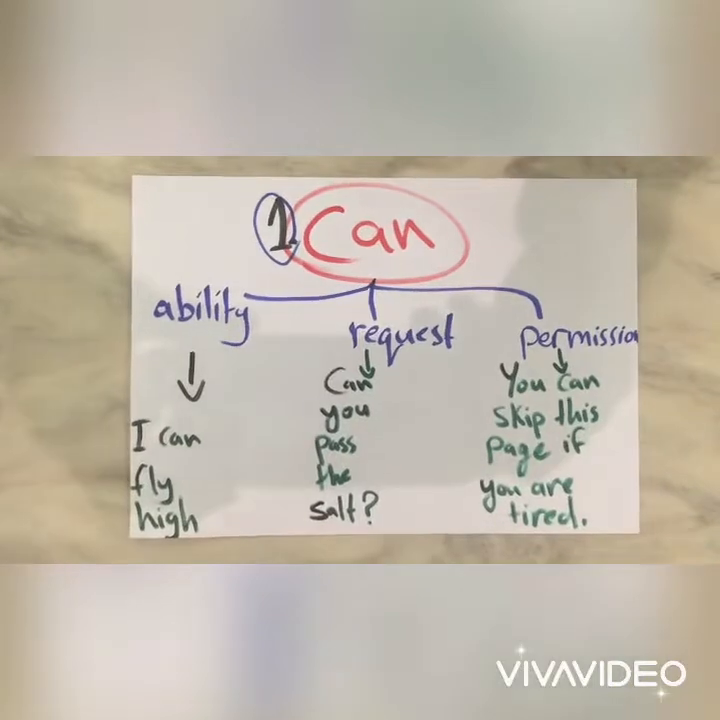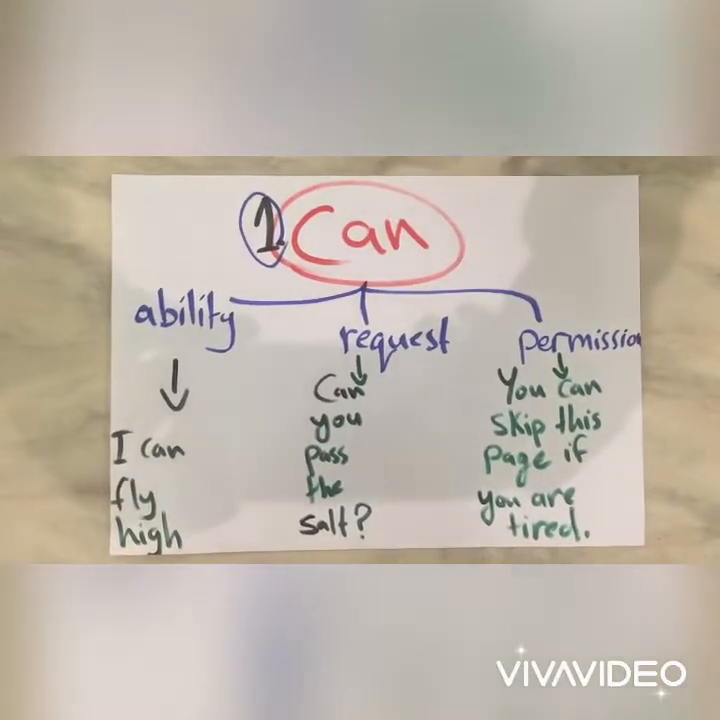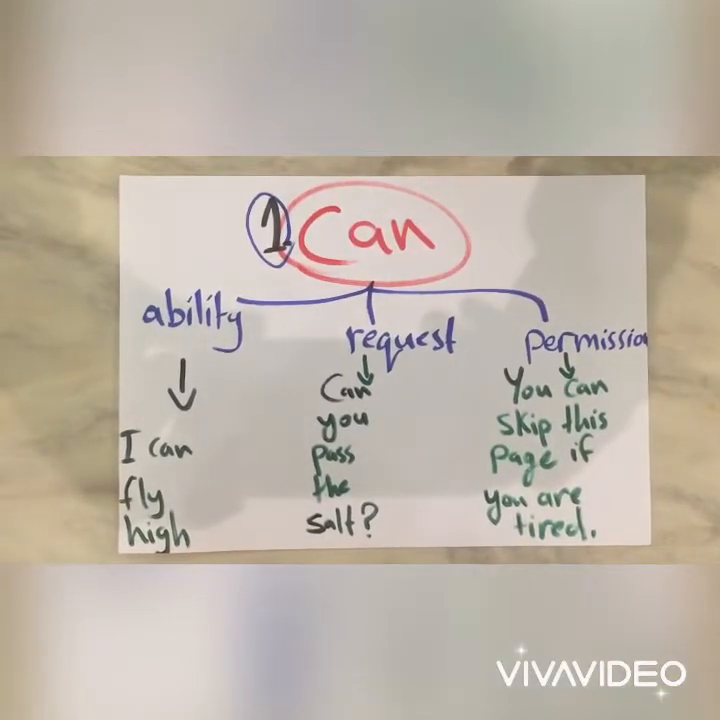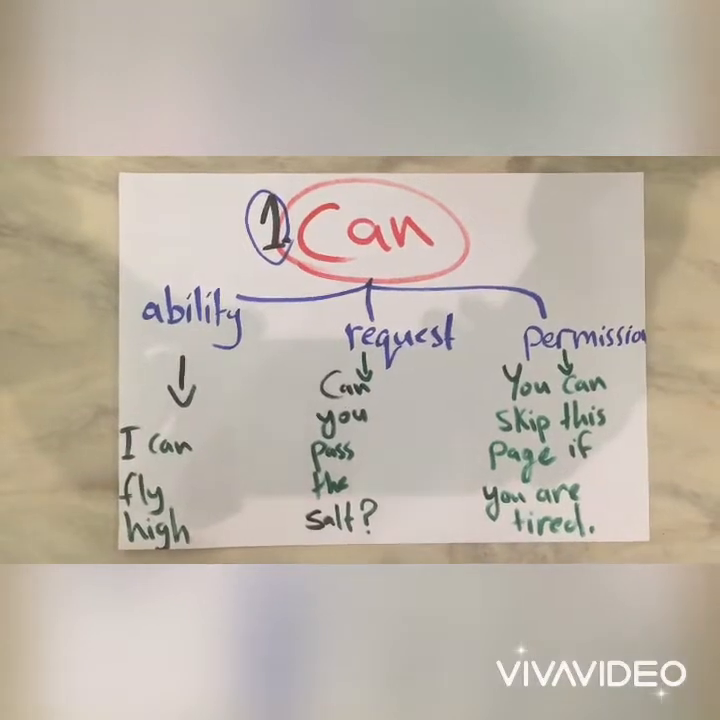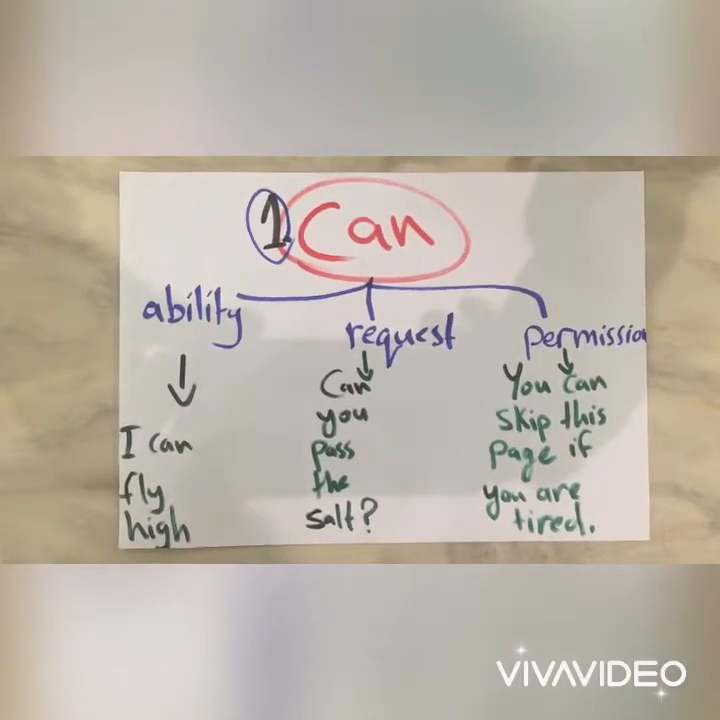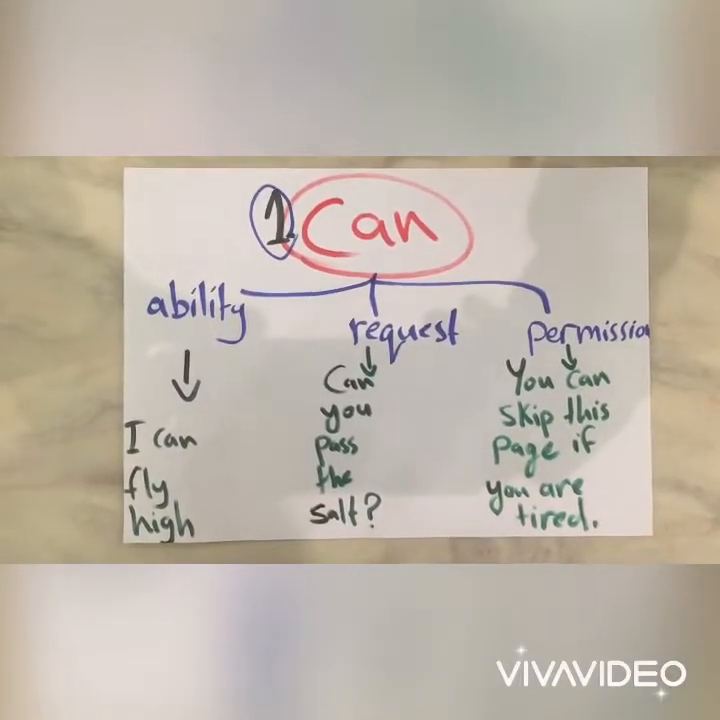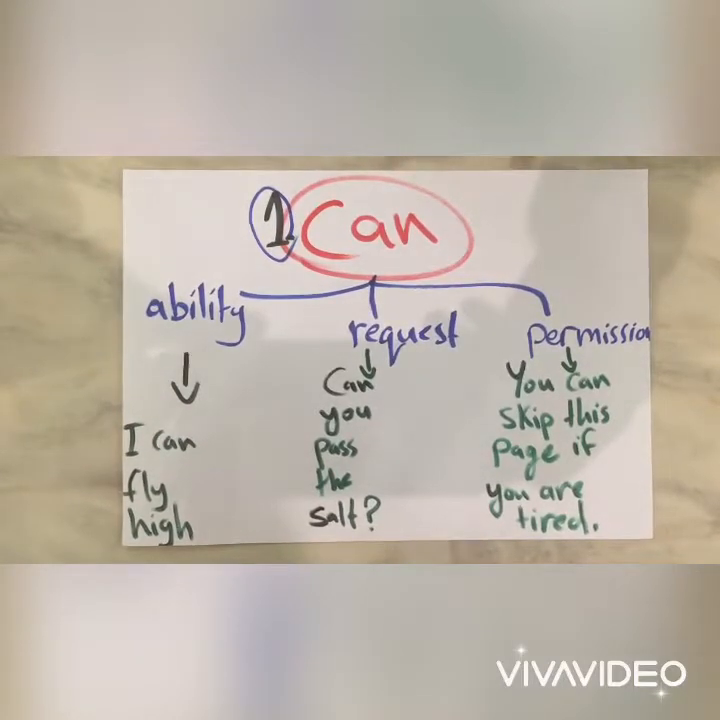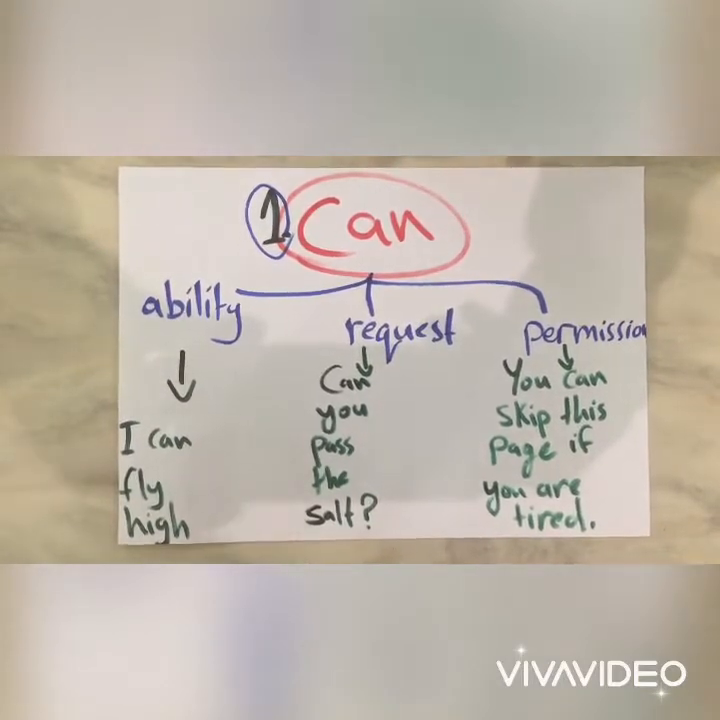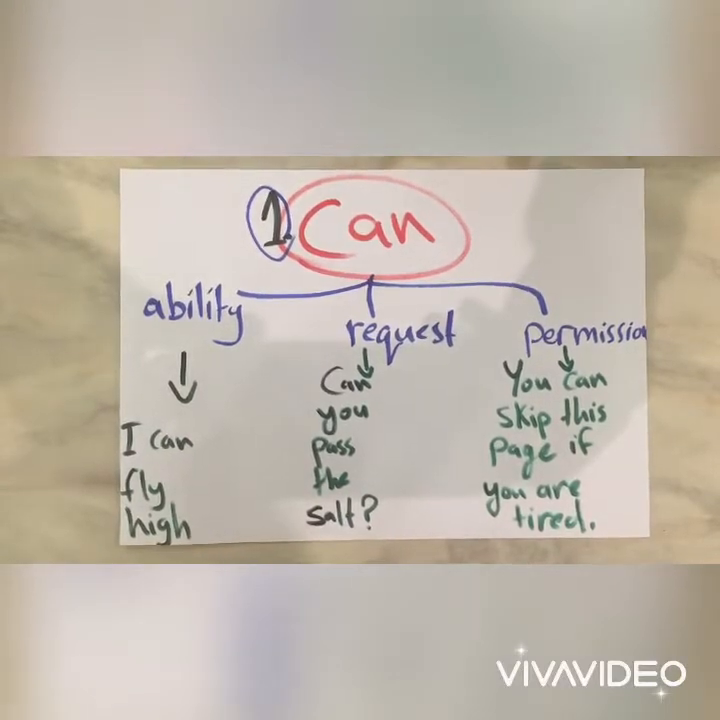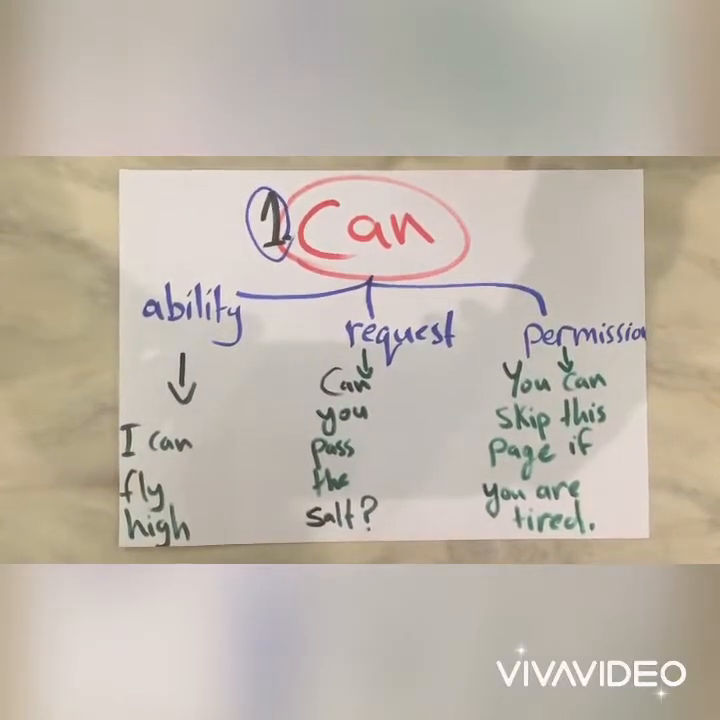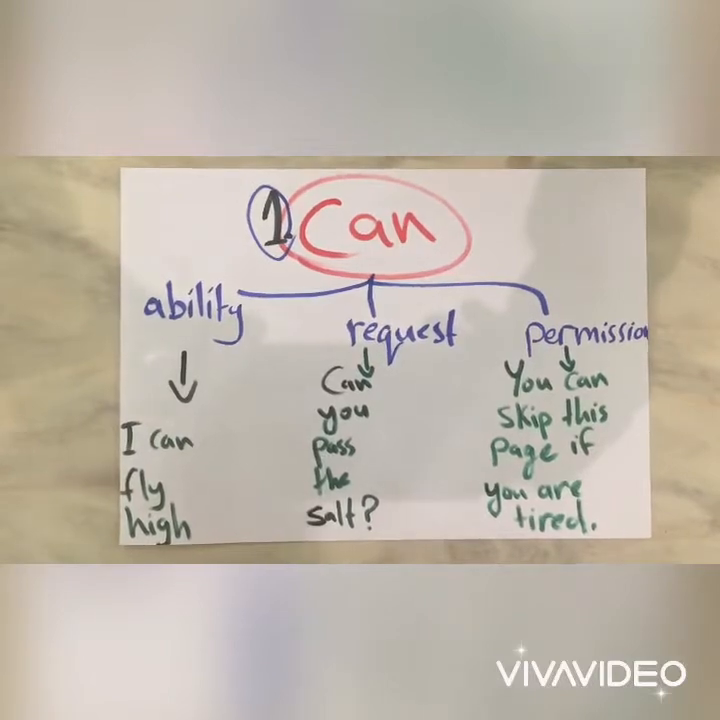Can has three uses. Number one use is the ability. An example of this is a sentence, I can fly high. Please know that for this use, you can also use the modal could to speak in the past. For example, you could say, I could fly high back in the past and I can't any longer.